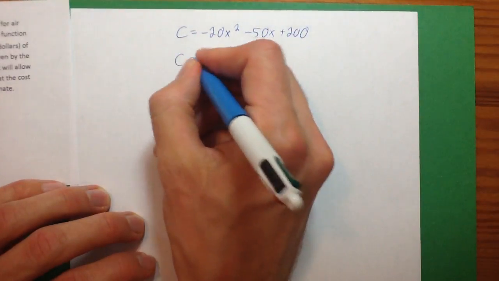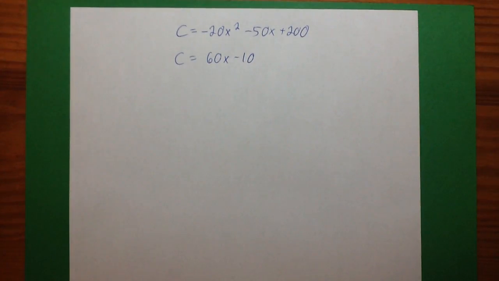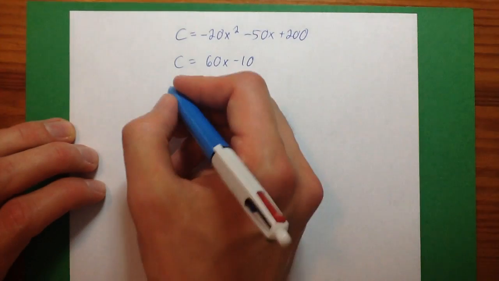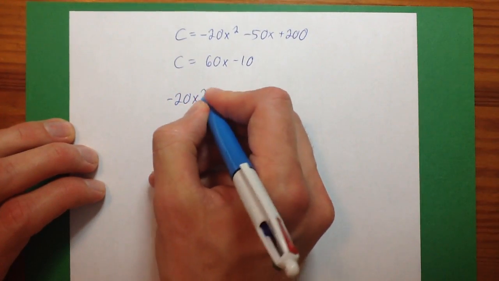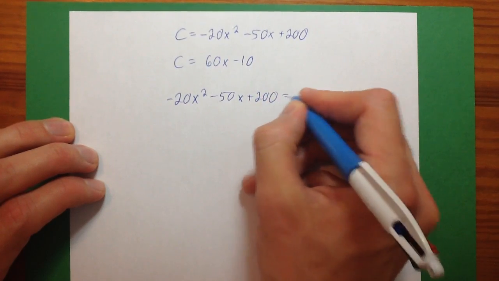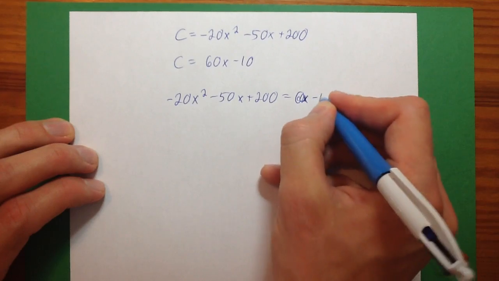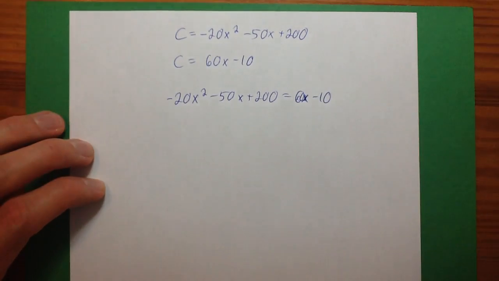And we also have C equals 60x minus 10, and we look at that and we say, well, they're both equal to C, so why don't we set them equal to each other? Well, let's do that. So negative 20x squared minus 50x plus 200 equals 60x minus 10, and we're going to solve that.